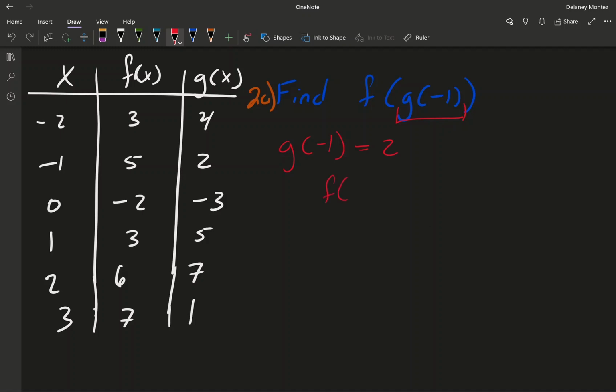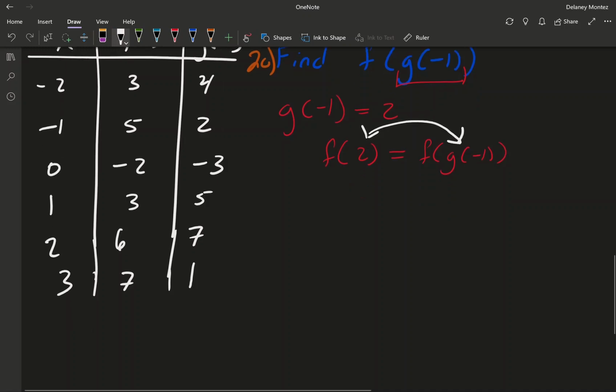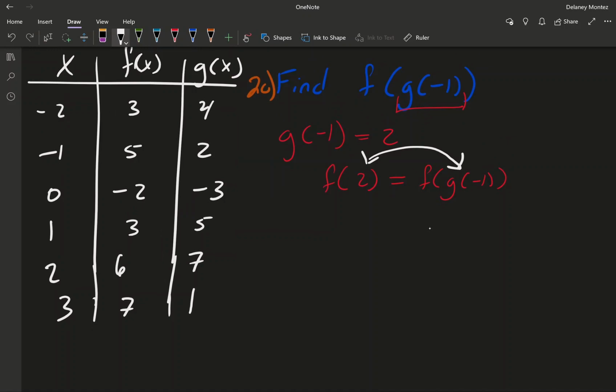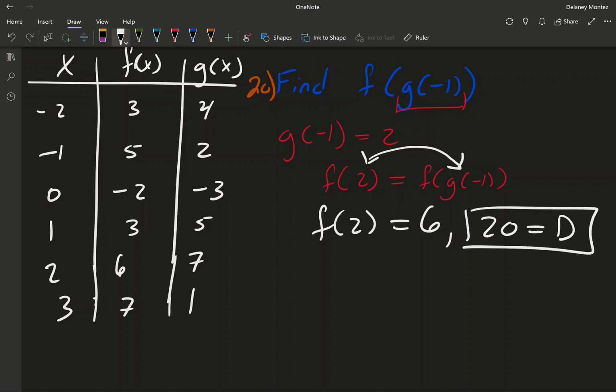So really I'm looking for f of 2, right? Because this is the same thing as f of g of negative 1. 2 is the same thing as g of negative 1, so I can just plug that in. f of 2, let's see, where's 2? So f of 2 is 6. So question 20 should be D. That should be your right answer. And again, we're just using the chart here. When you're dealing with composition of functions, you want to work inside out. So inside says g of negative 1.